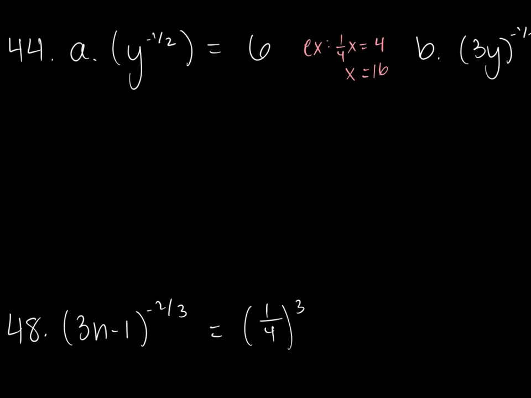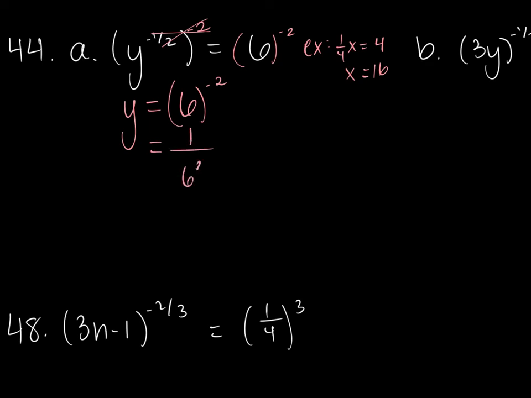So I want to get rid of that negative 1/2, right? Which means I'm going to multiply both sides. I'm going to take both sides to the negative 2 power. That means now I've multiplied by the reciprocal in that power, so my exponent cancels out on the left, and I'm left with 6 to the negative 2, which is the same thing as 1 over 6 squared, so this is 1 over 36.